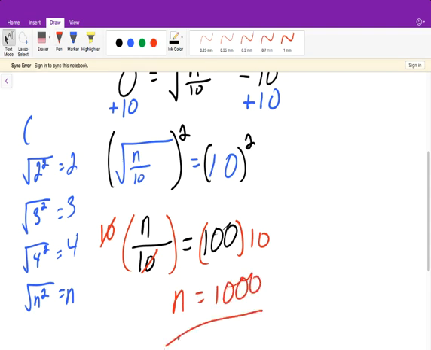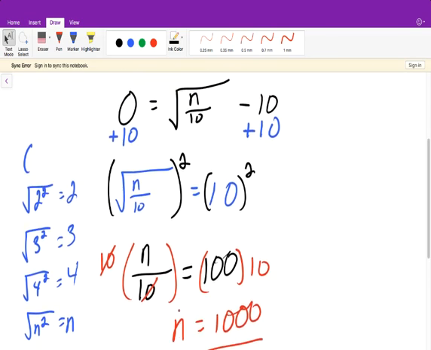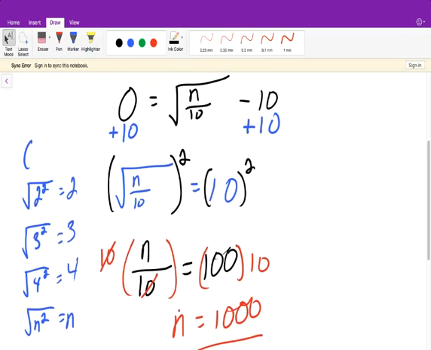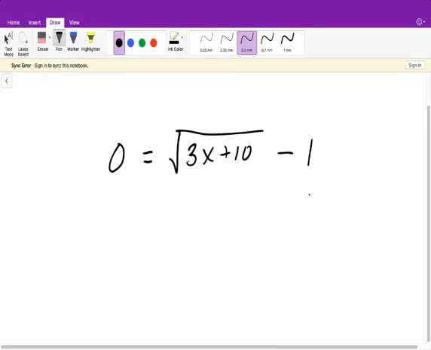Right? And then we can plug it back into the original problem to make sure that this is correct. 1,000 divided by 10 is 100. The square root of 100 is 10. 10 minus 10 is 0. Check.